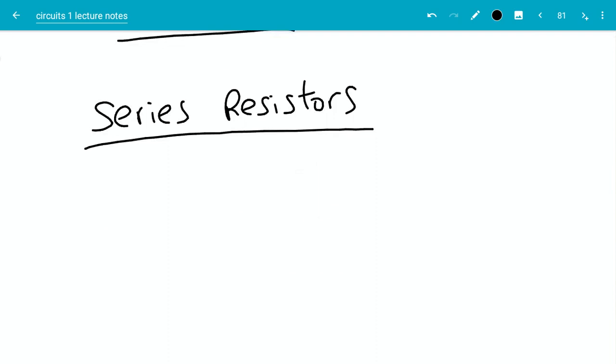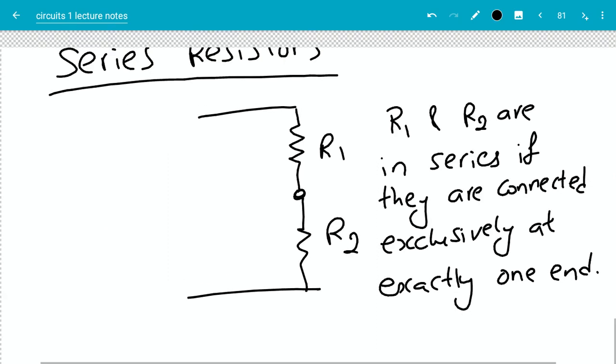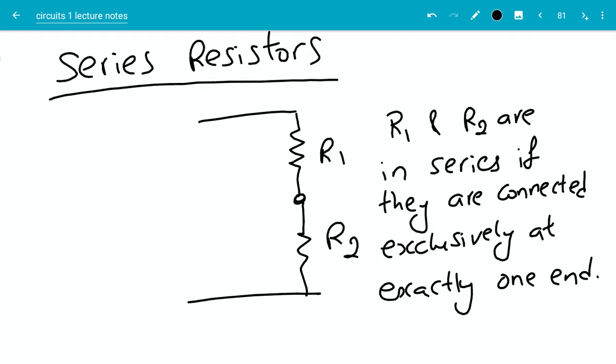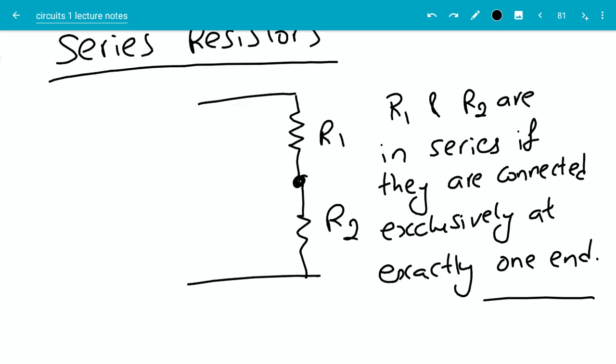First, let's look at the series connection. R1 and R2 are in series if they're connected exclusively at exactly one end. That means they have to share one end and nothing else should be connected here. So let's say there is another resistor here like this, then R1 and R2 will not be in series. They have to be connected at one end exclusively like this. Now our task is to find what the equivalent resistance for this would be.